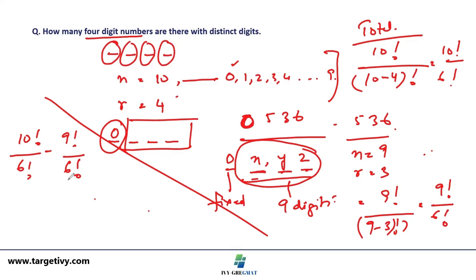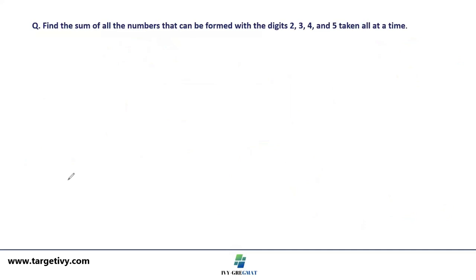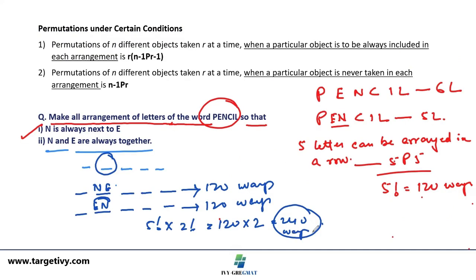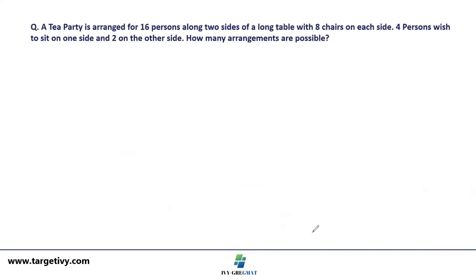Okay, let's go to the next one and see. Find the sum of all the numbers that can be formed by the digits 2, 3, 4, and 5. Let's take another one. A tea party is arranged for 16 persons along 2 sides of a long table with 8 chairs on each side. This is okay. But the twist comes here. 4 persons wish to sit on one side and 2 persons on the other side. So how many arrangements are possible?